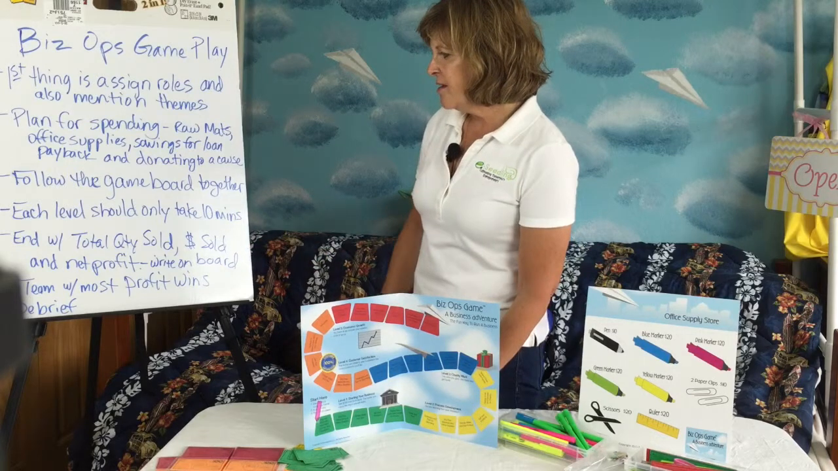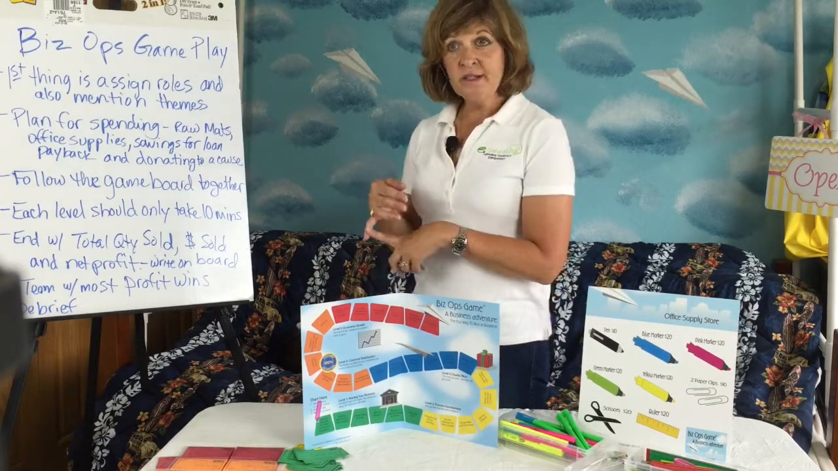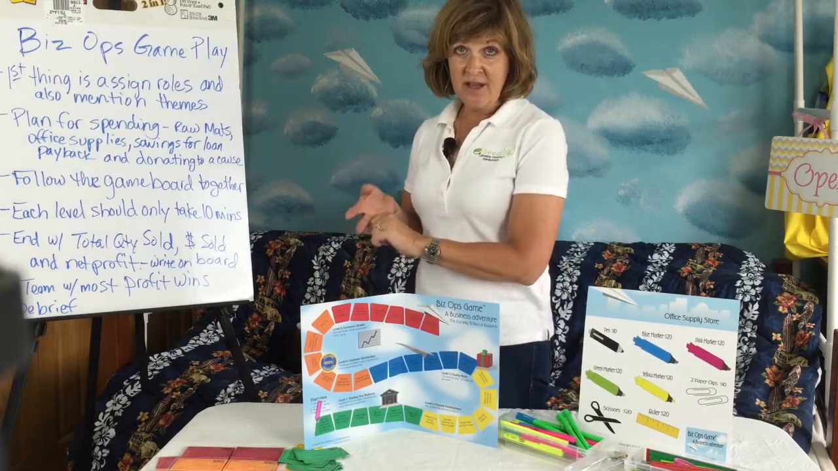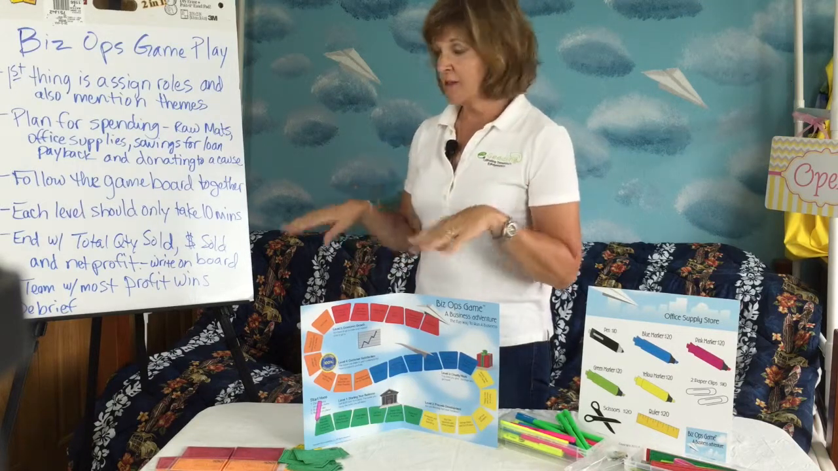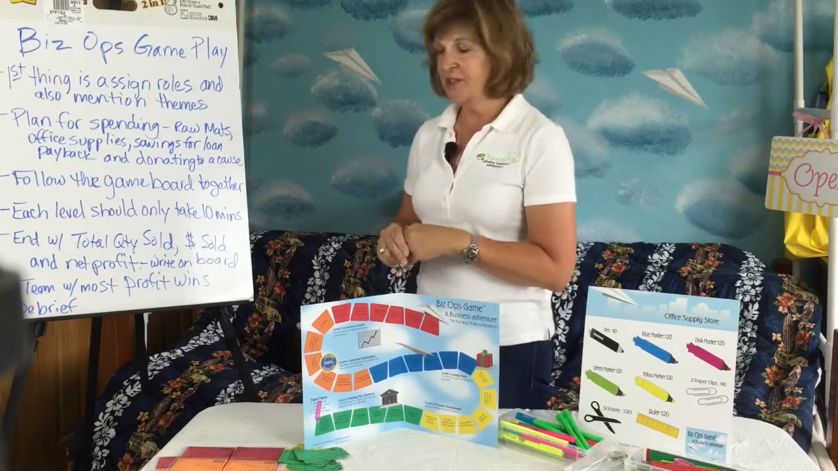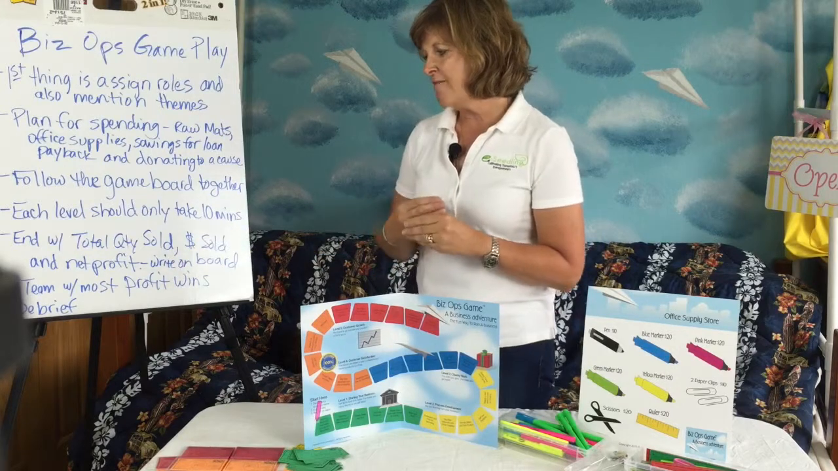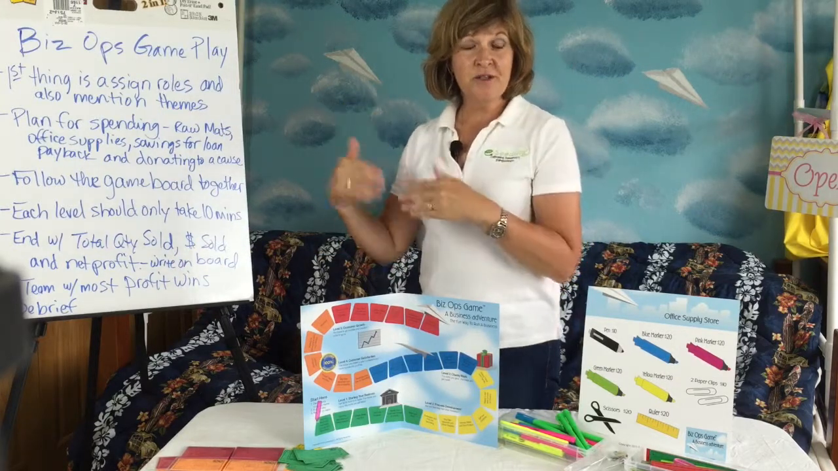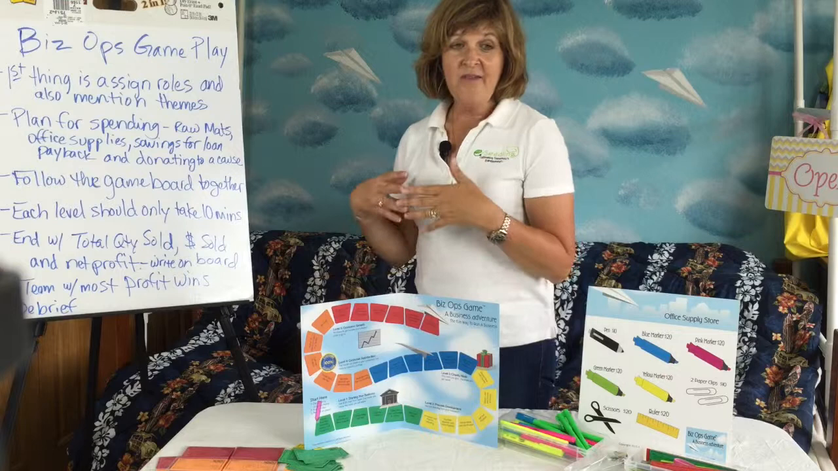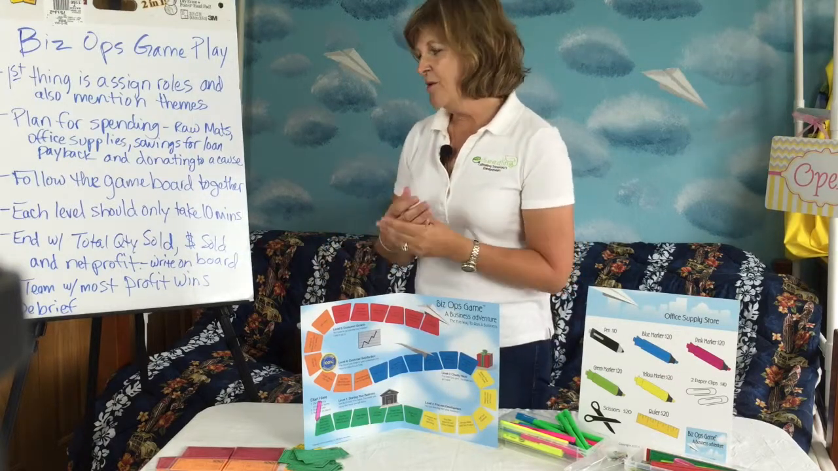And then at the end, they're going to total up their quantity sold, and the dollars that they made in the selling. They were tracking this the whole way, so it should only be simple addition. And then their net profit, which is their sales less their expenses. And then the one with the most profit wins.